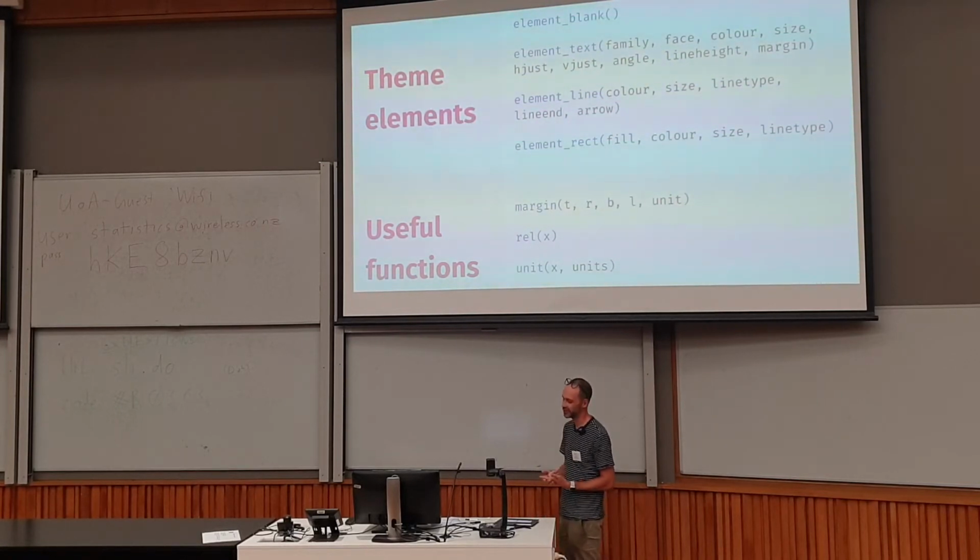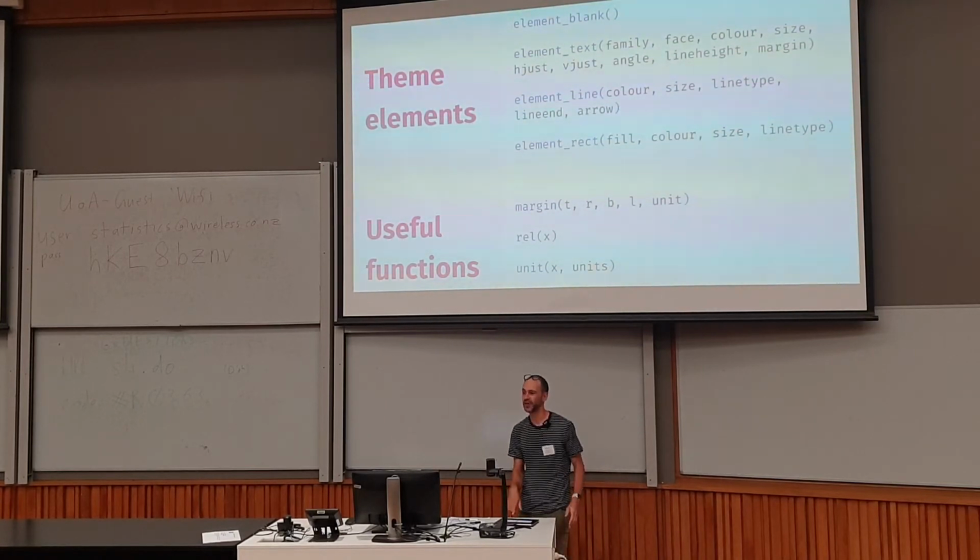There's also 3 really useful functions. There's a margin function for setting margins around things. If you're really fussy like me and you want things to be in exactly the right place and the right distance from the other stuff, then you have to fiddle with the margins. The rel function is for setting sizes of things relative to sizes of other things. This is particularly useful for fonts where you want something to be slightly bigger than something else, then you can set its relative size. And the unit function is also for setting sizes of things, in particular units like points or millimeters or centimeters or whatever you want to use.